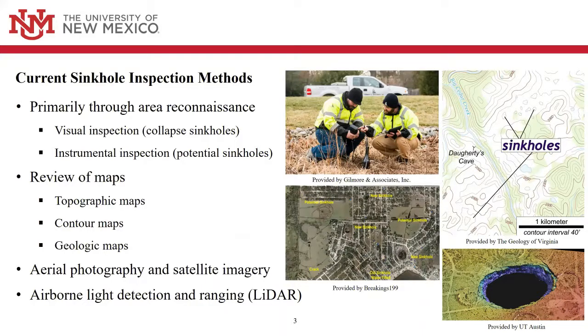Another way we can locate sinkholes is a review of different kinds of maps, like topographic maps. For example, the USGS 1 to 25,000 scale topographic maps, or we can use contour maps, and also some sort of geologic maps. But of course, this type of maps cannot identify all the collapse sinkholes because they have scale limitations. They may be able to identify some big sinkholes, but not the smaller ones.